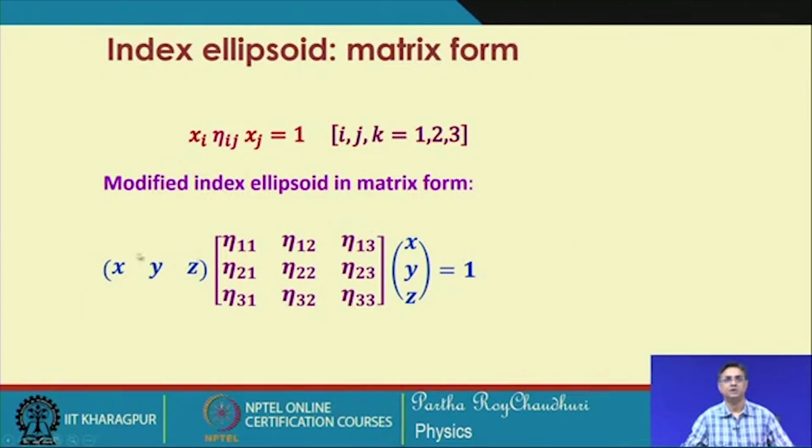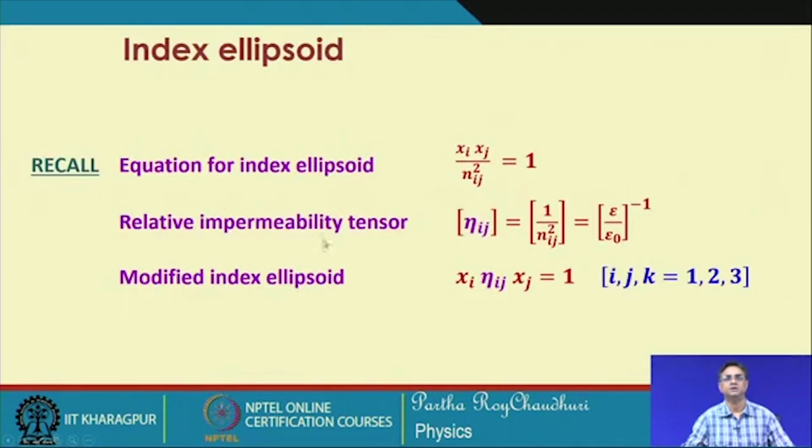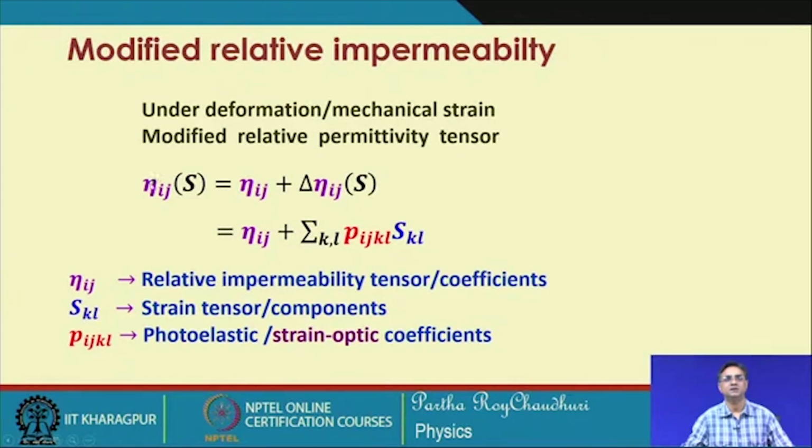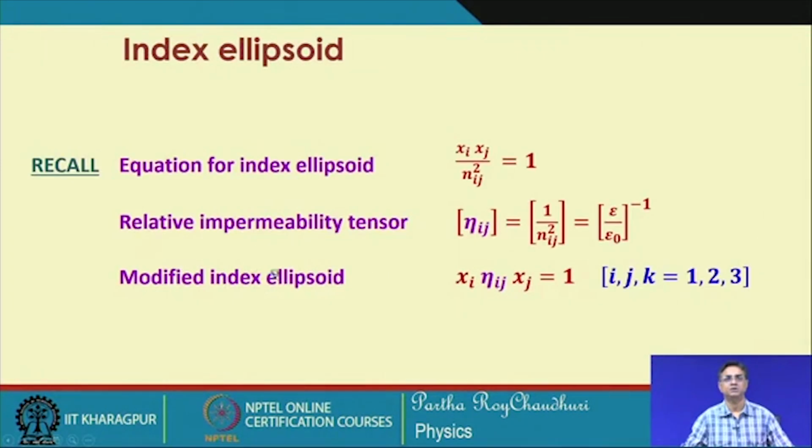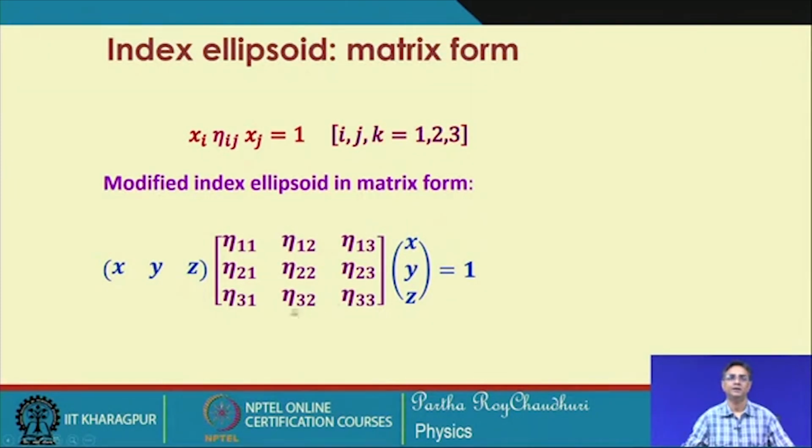So, the exact form of this is x y z. You have eta 1 1, eta 2 2, these are the diagonal elements, the components of the impermeability tensor. If it has to represent the modified index ellipsoid, then all the elements of this matrix are modified. That is, this is the sum of this matrix with no acoustic wave plus the change in this matrix in the presence of the acoustic wave, which is represented by this equation. So, this is the sum of the impermeability without the strain and the change in the impermeability in the presence of the strain.